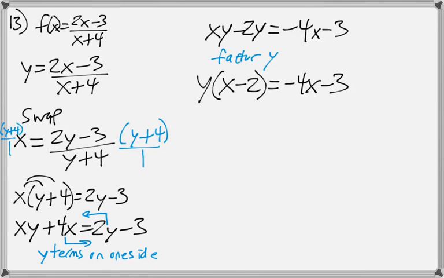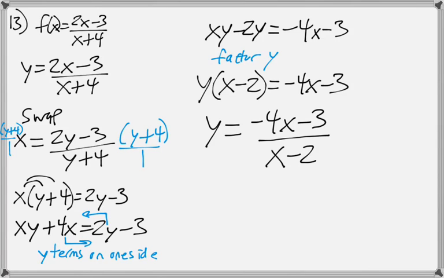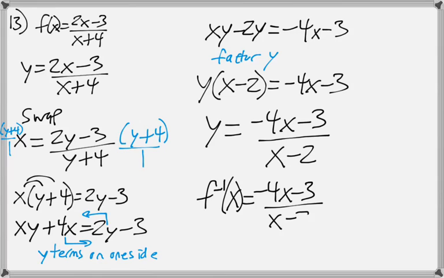And then our last step is going to be to divide both sides by x minus 2. So y is equal to (negative 4x minus 3) over (x minus 2). So f inverse of x is equal to (negative 4x minus 3) over (x minus 2).